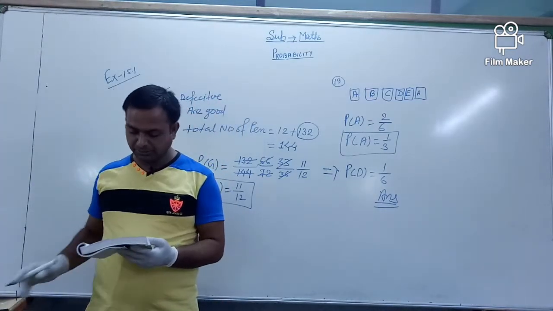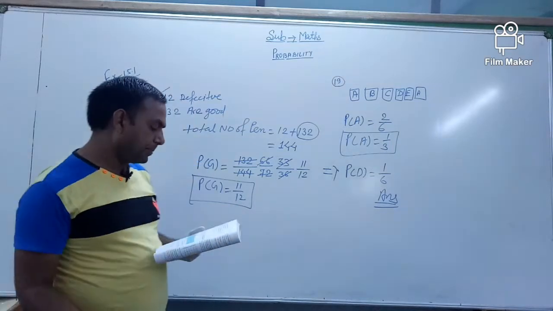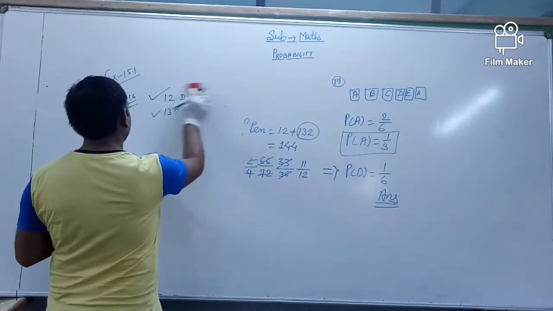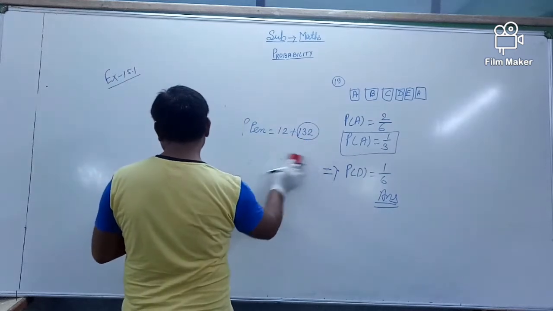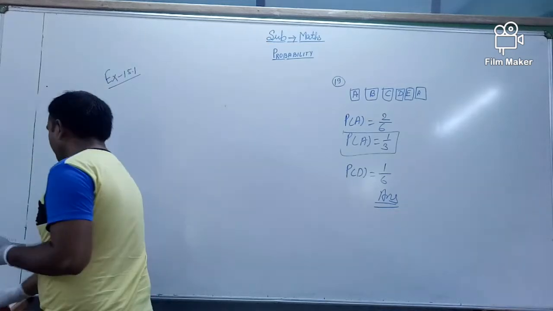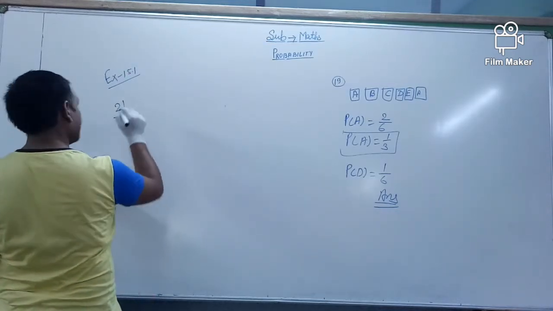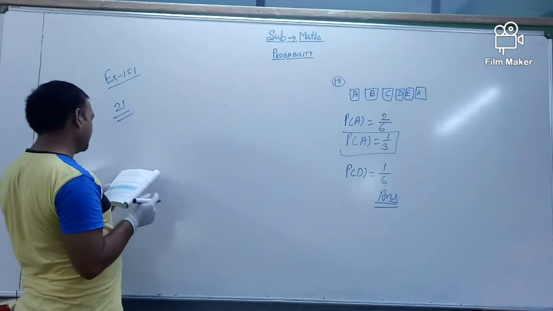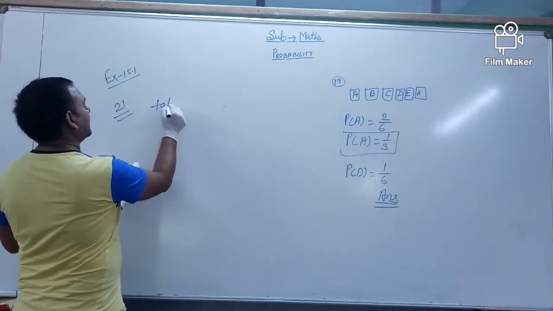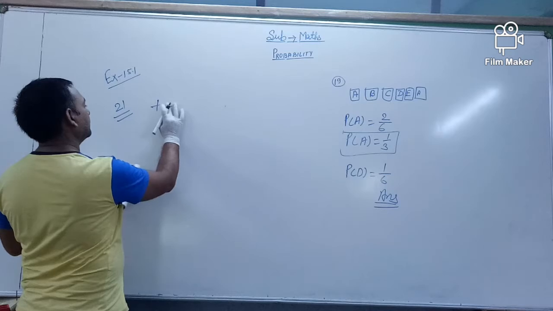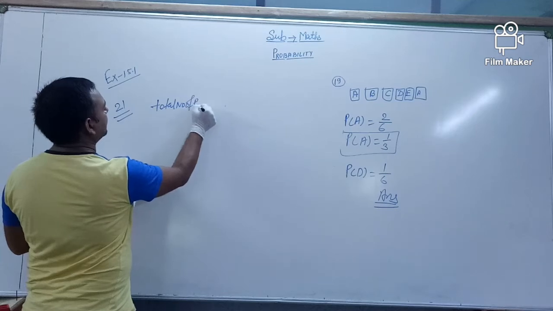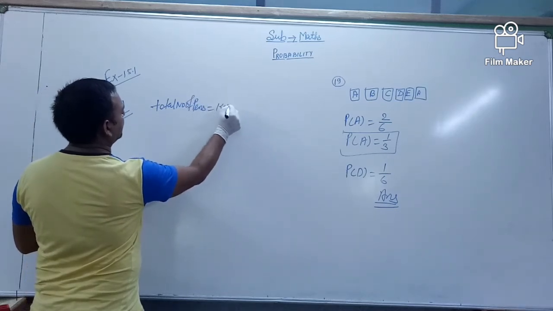Next question. Question number 21. A lot contains 144 ball pens of which 20 are defective. Total number of pens is equal to 144.